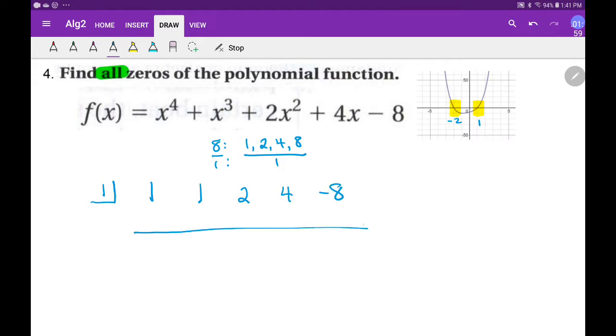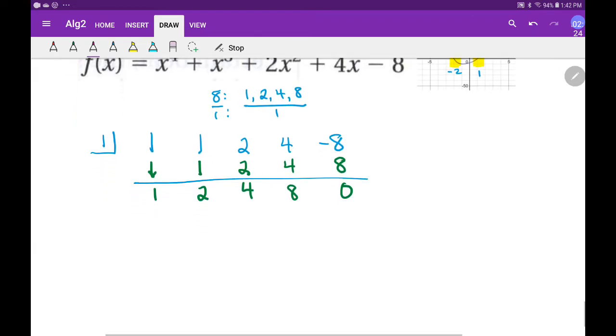All right, and we'll bring that down. 1 comes down, times 1 is 1, plus 1 is 2, times 1 is 2, plus 2 is 4, times 1 is 4, added to 4 is 8, times 1 is 8, and I get 0, as I had hoped. Okay, and I'm not going to stop there. I'm going to go ahead and go on to -2, and we'll just keep this going with the leftovers.